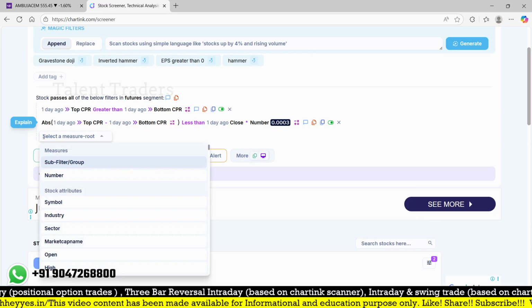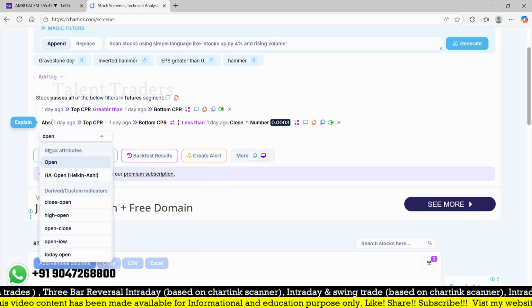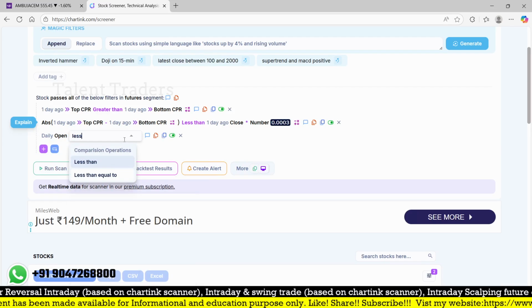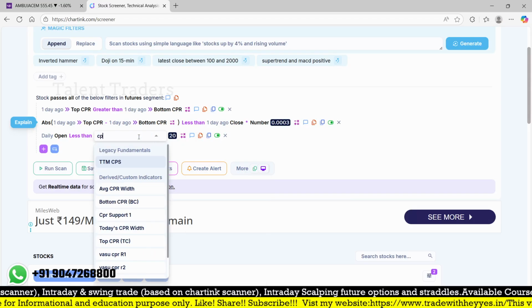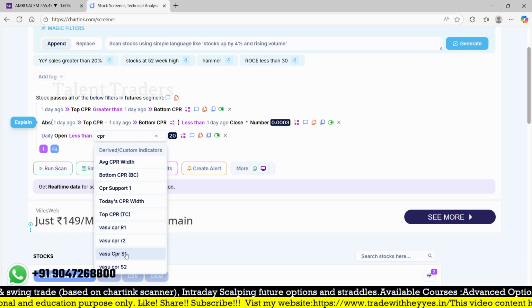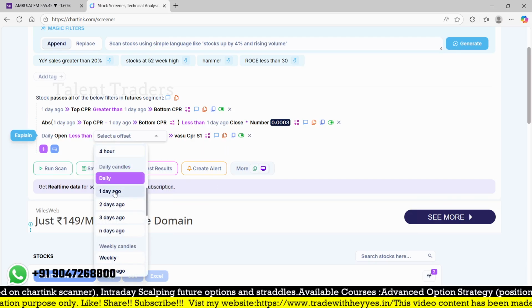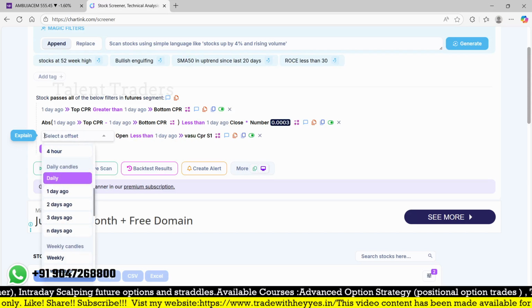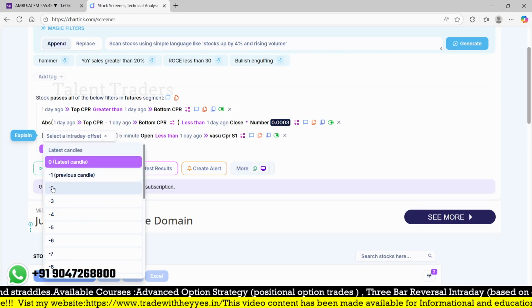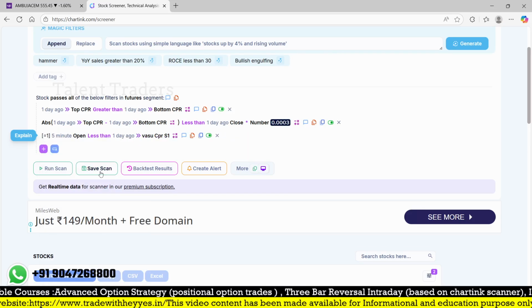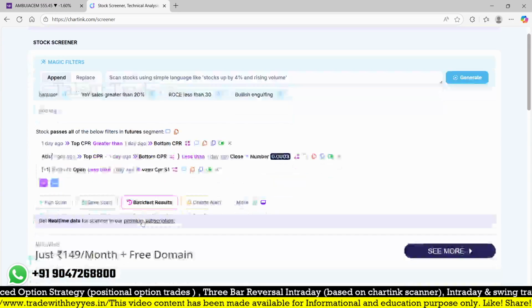Okay, so on the final line, the opening price should be less than CPR support 1. Okay, so we use one day ago, but here I'm just using the 5 minutes first candle. Okay, this is what a reversal of the previous scanner I'm just creating here. So I'm just running it.